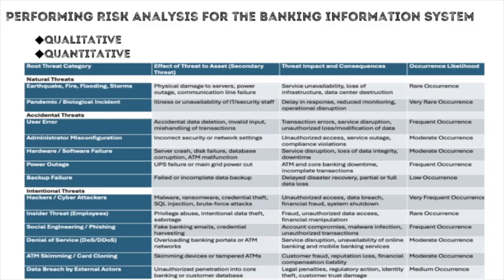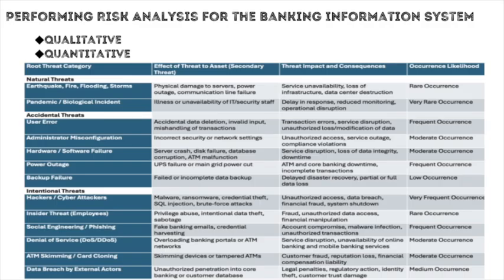Another accidental risk is administrator misconfiguration, for example, setting wrong network or security permissions. This can lead to unauthorized access, service outage, or compliance violations. It occurs moderately often and has a high impact. Hardware or software failures, such as server crashes, disk failures, or corrupted databases, can lead to downtime or data loss. This occurs moderately with medium impact.